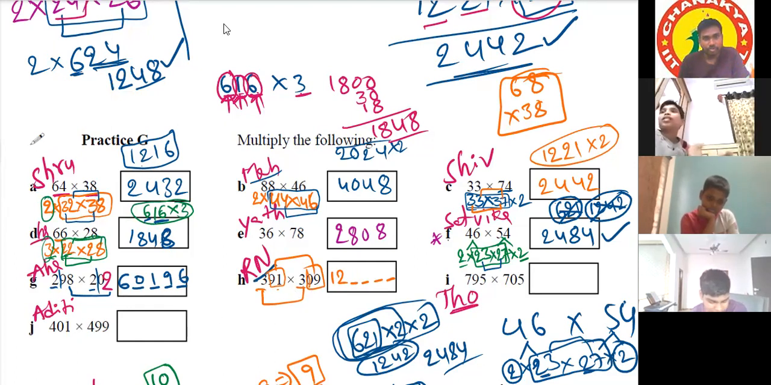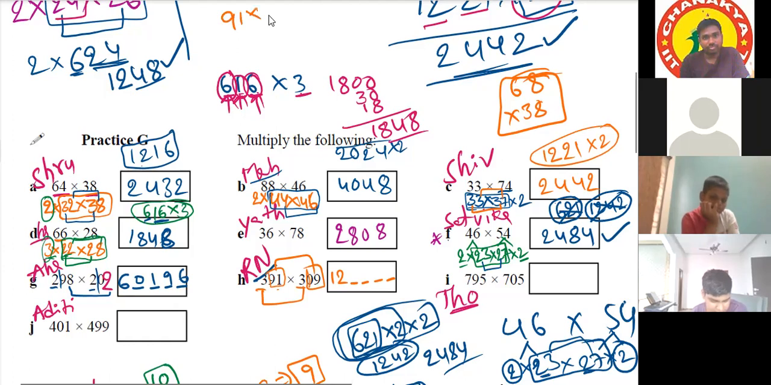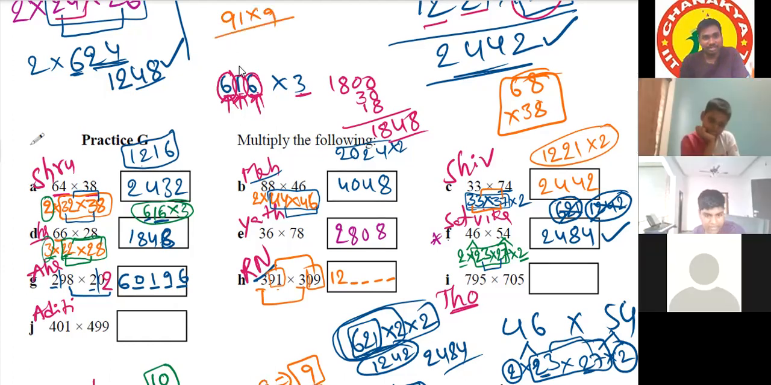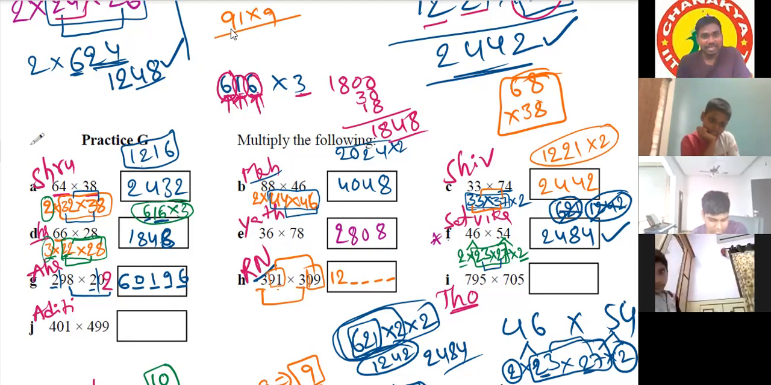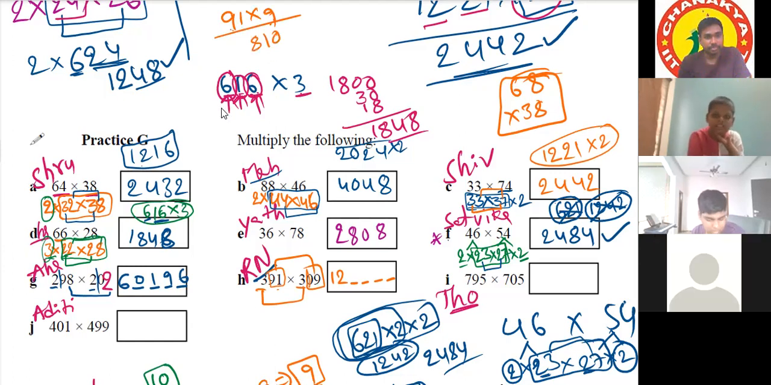Sir, 91 into 9 is 800. How did you do that? See, 99 times is how much? Sir, I think before you taught us 810, for 9. 810, correct? 99 times.